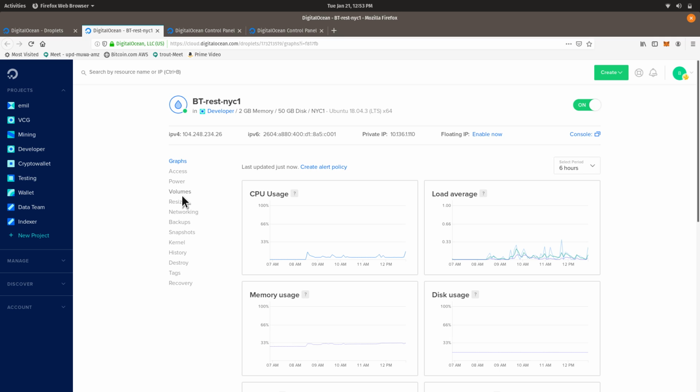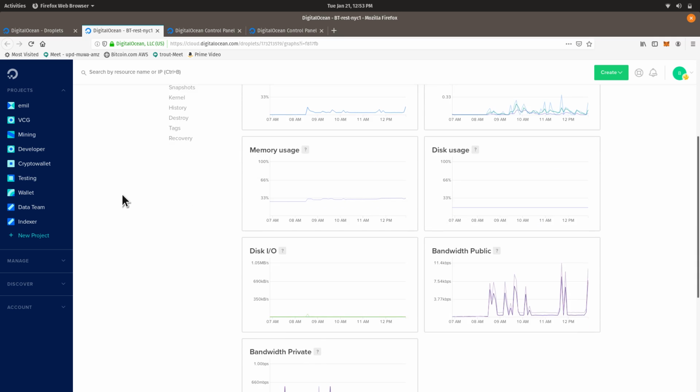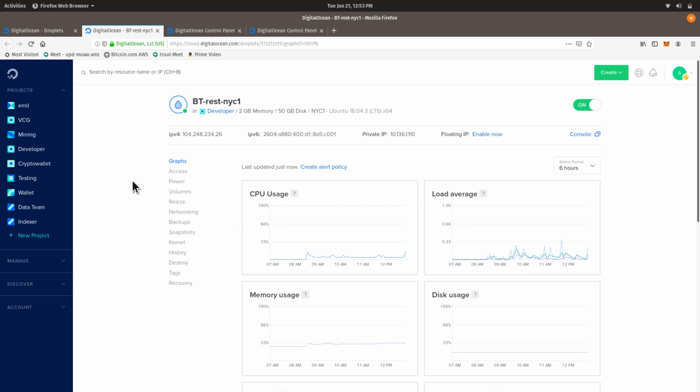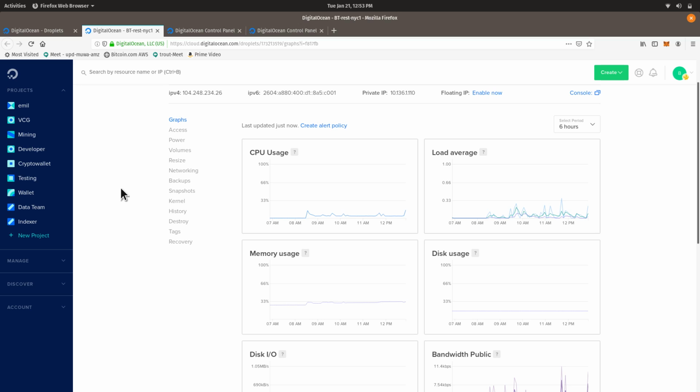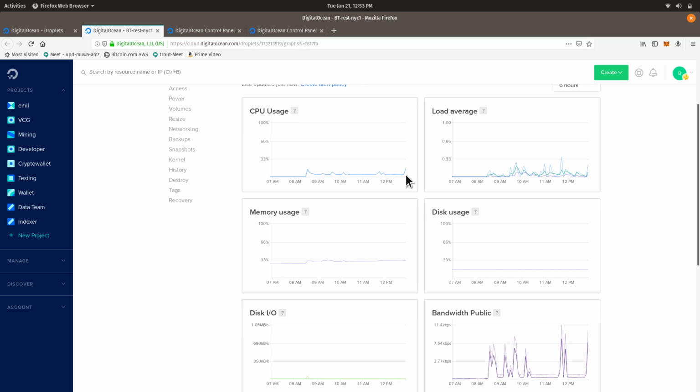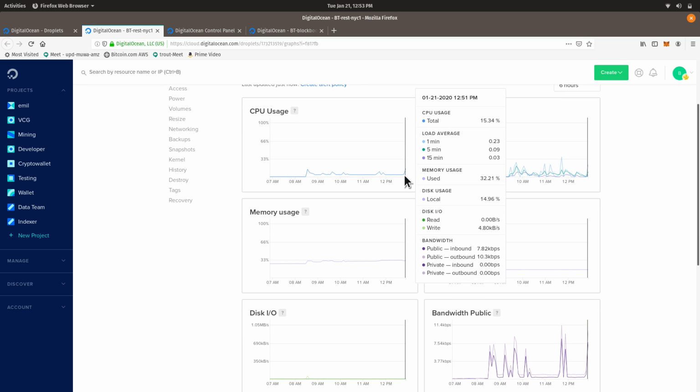So here is the REST droplet. It's 2 gigabytes, one CPU. It's basically running at idle. A little spike right here in CPU usage, so I'll have to take that into consideration when I'm looking at the graphs.